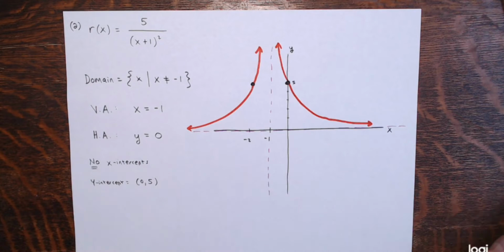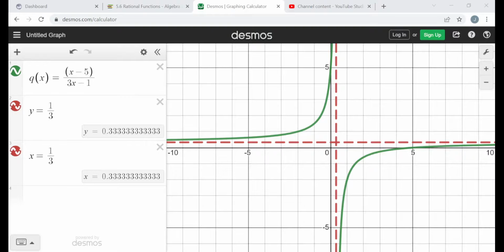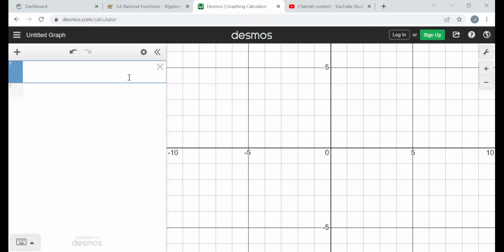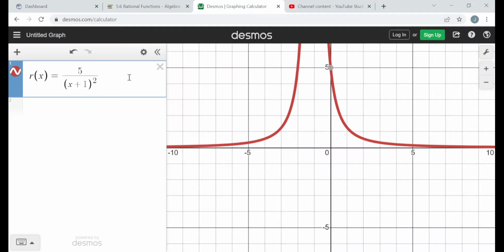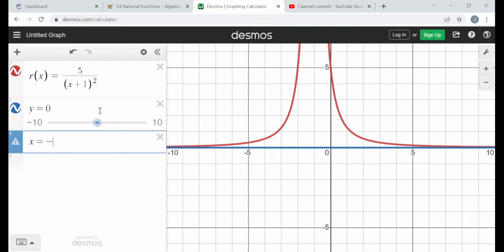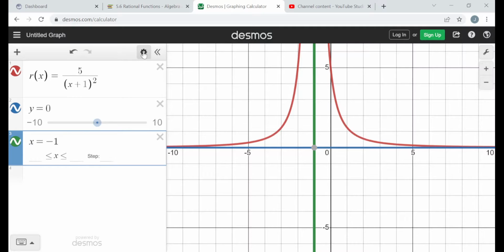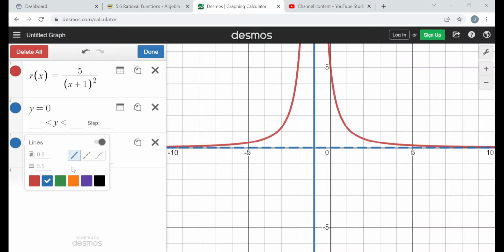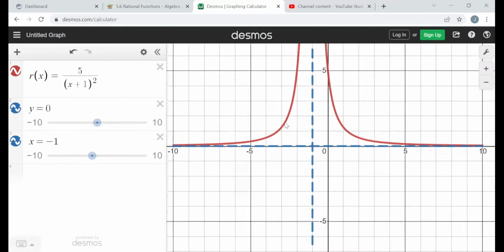And again, let's verify with an actual graph, a nice computer-generated graph. We were given r of x equals 5 divided by x plus 1 squared. And look at that, it looks exactly like I had. I'll put in the asymptotes, y equals 0, which is the x-axis, and x equals negative 1. I'll make those the same color and dashed.